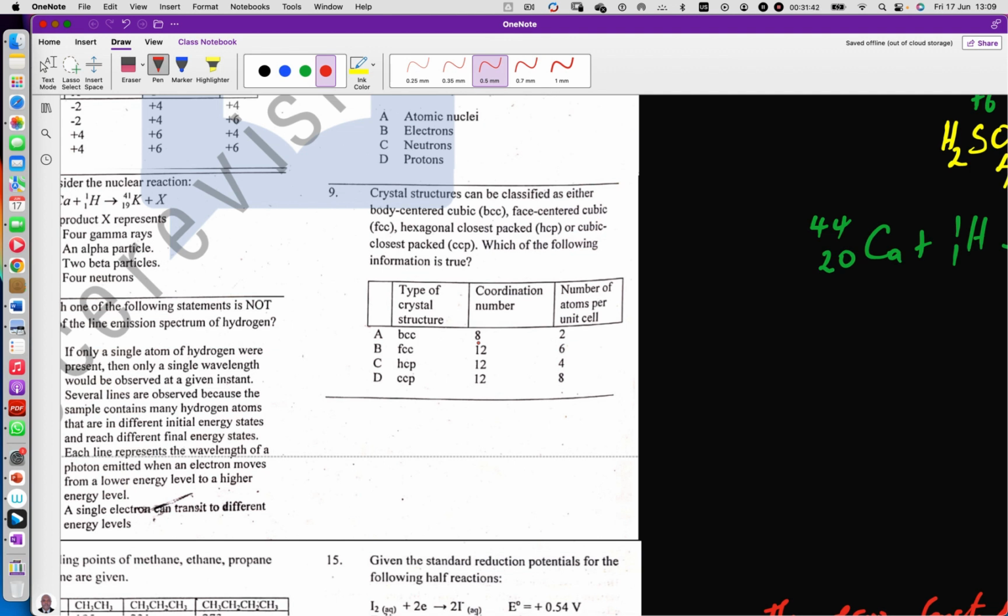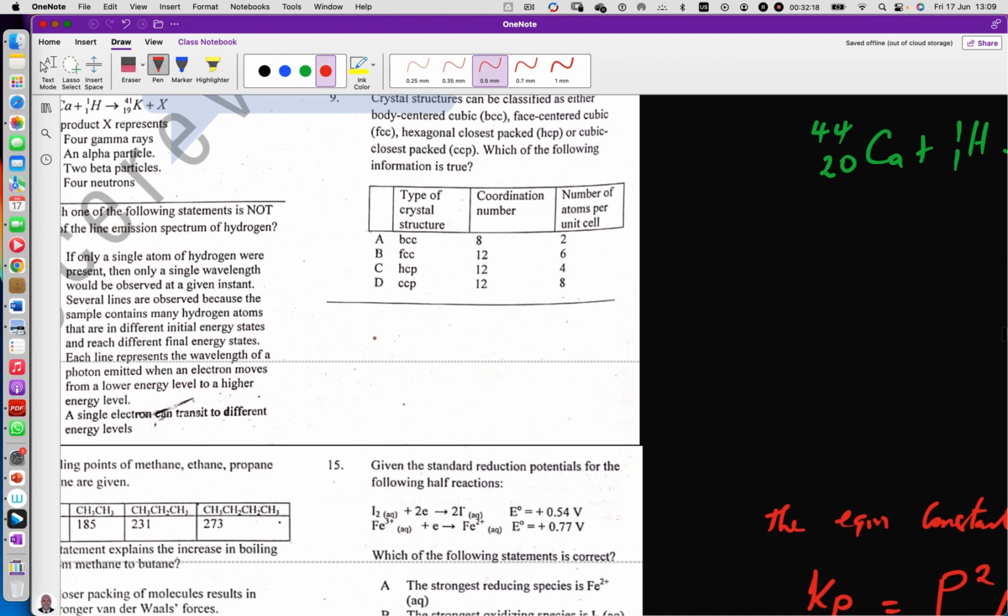So if we are to respond to this question, which of the following information is true, I will take A. I will take answer number A for the body-centered. It has 8 coordination numbers and 2 atoms in a unit cell. So A is the right answer for this.